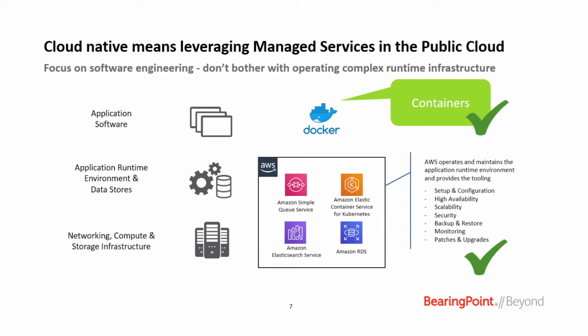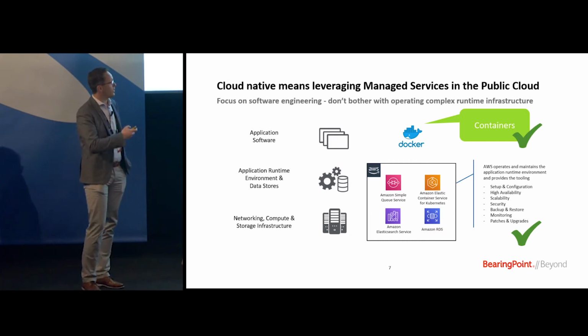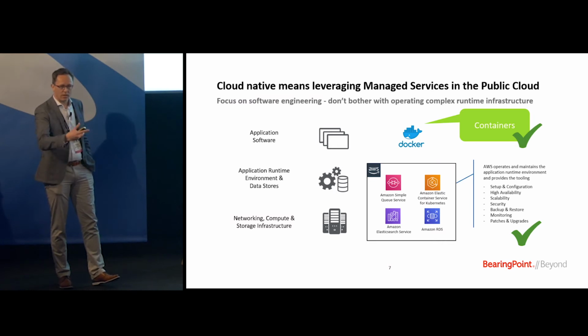Like on AWS, as you see here, for the examples that we saw before, the Amazon RDS service for a completely managed database, Oracle or Postgres, the Elastic Container Service for Kubernetes, the Elasticsearch Service, the Simple Queue Service. And that's the architecture that we look at when we develop software. It's not only containers, it's also the things that we are running on.